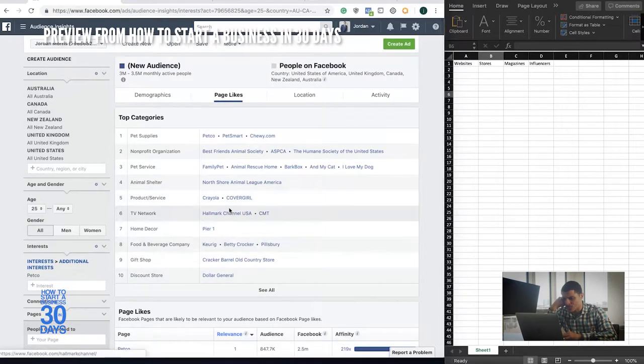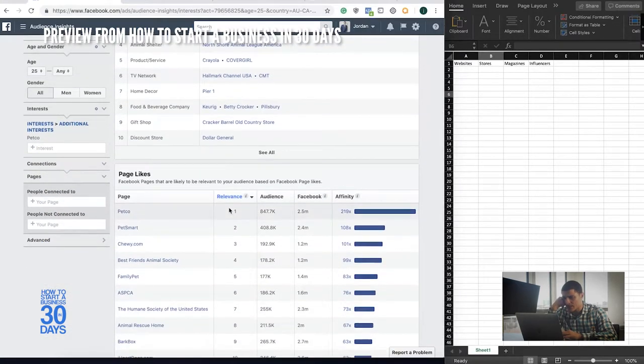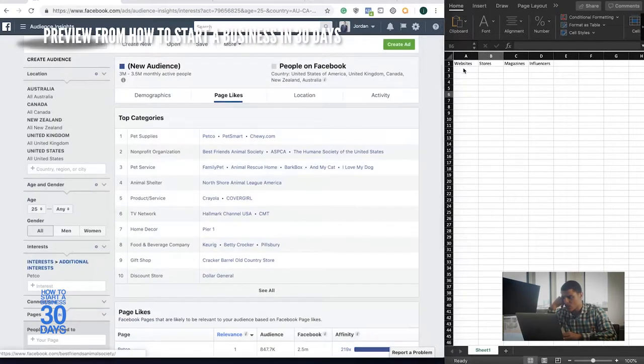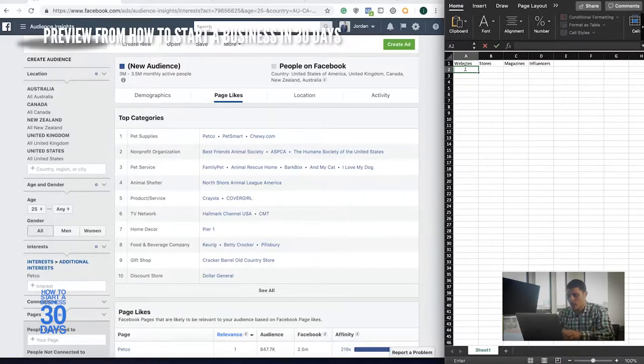You got Dollar General down here. And let's see what the affinities are. So Petco, PetSmart, Chewy.com. So we can put the Petco website here because we do get our top 10. However, we're going to put an asterisk by it because to me, it's not that strong. Because I've seen categories where everything here is related to the target audience that I'm looking for. And that's the meat. And that's what we're truly trying to find.